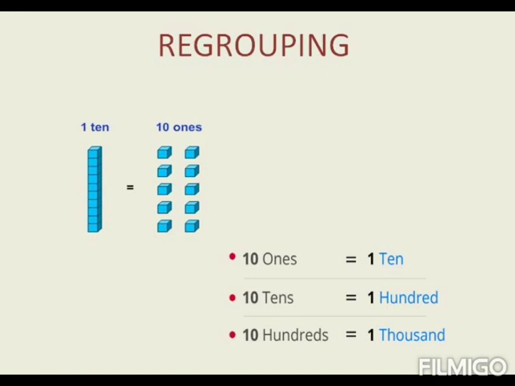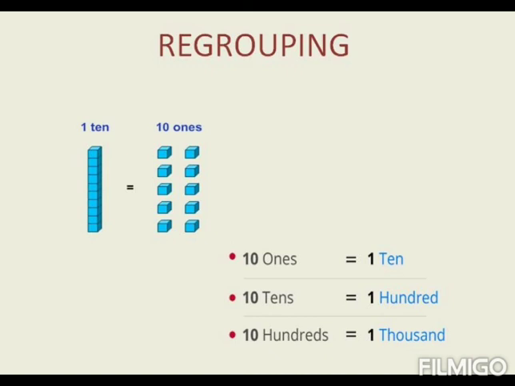Next, we are going to recall what regrouping is. Already we know that 1 ten is equal to 10 ones. 10 ones together we can consider as 1 ten. Similarly, 10 tens together we can consider as 100. 10 hundreds together we can consider as 1000.